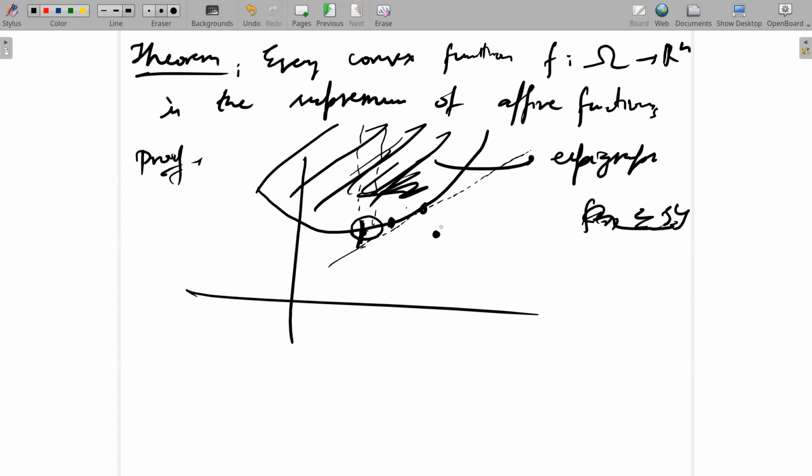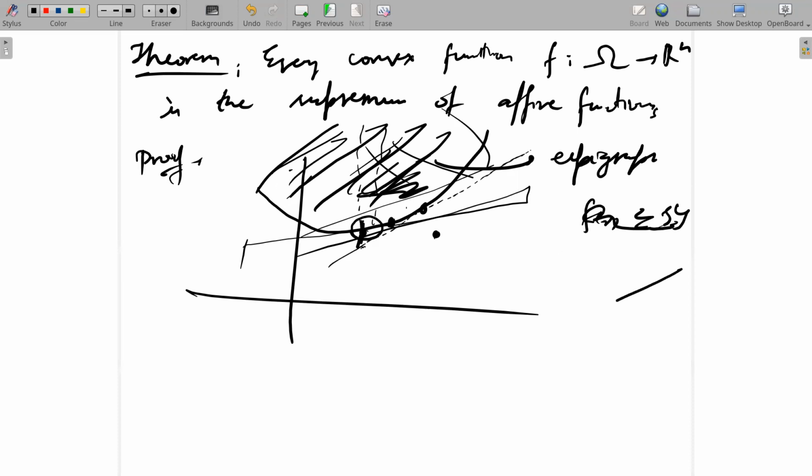If we have a point outside of it, then we can always draw an affine function which separates this epigraph and this point. So the list of supporting hyperplanes is in fact exhaustive, meaning it completely determines this convex set. If I take the intersection of all these closed half spaces, I will get this epigraph. And that precisely corresponds to the supremum of the affine functions.